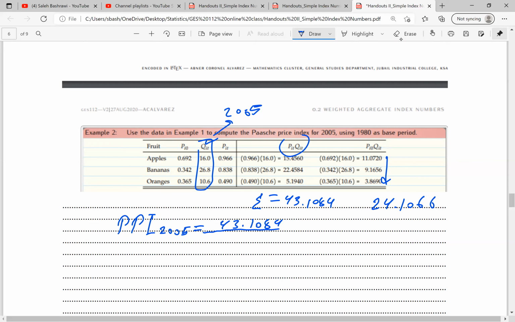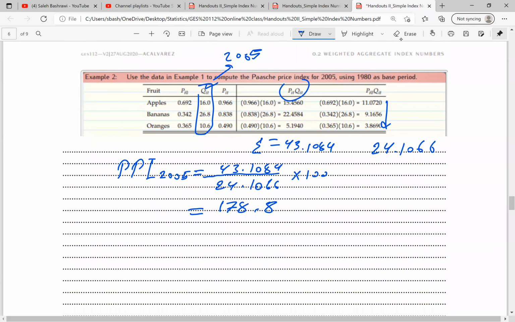43.1084 divided by 24.1066 multiplied by 100, which is equal to 43.1084 divided by 24.1066. That will be 178.8, which means using this index number, we can say that the prices were increased by 78%.